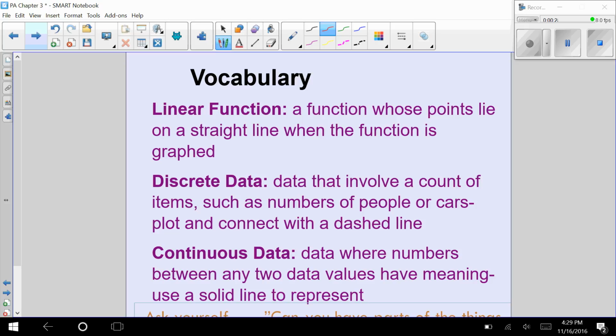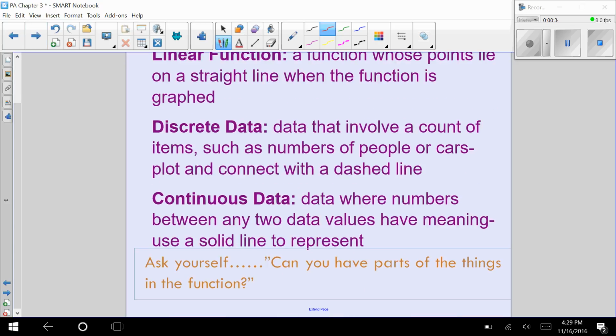Continuous data is data where numbers between any two data values have meaning. So basically, we ask ourselves, can you have parts of the things in the function? If yes, you use a solid line to represent it. Note that things can be discrete and continuous. We can count things and it can be continuous.